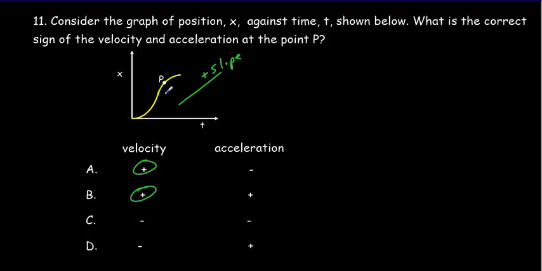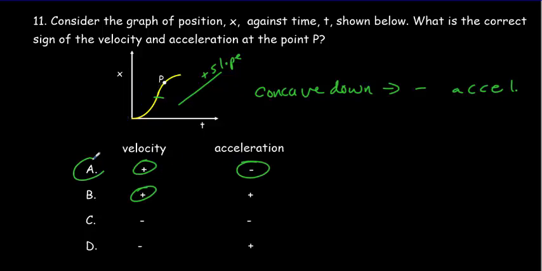For the acceleration, this part of the curve is concave up, but this part of the curve is concave down, and concave down implies a negative acceleration. So the correct answer is A.